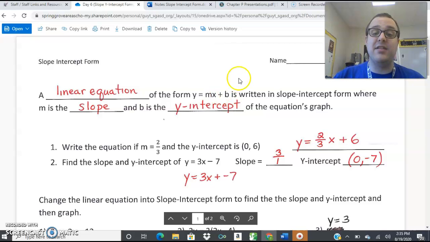And what that means is that m is actually telling us what the slope is, and b is telling us the y-intercept. So I said earlier how the name's going to kind of tell us what we get from it. A linear equation in this form will show us what the slope of that line is, and will also show us what the y-intercept of that line is, okay?